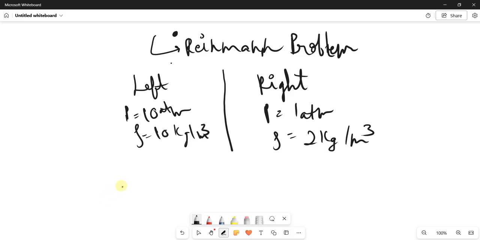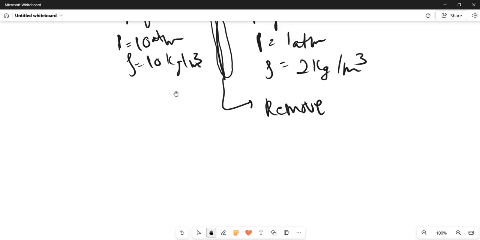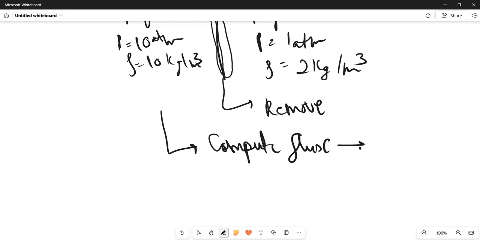If I remove this wall or divider, what will be the state of this region? How will the flow occur is what I am concerned with. If you know what happens in this case, you can compute flux easily. This is why you need solvers called Riemann solvers.